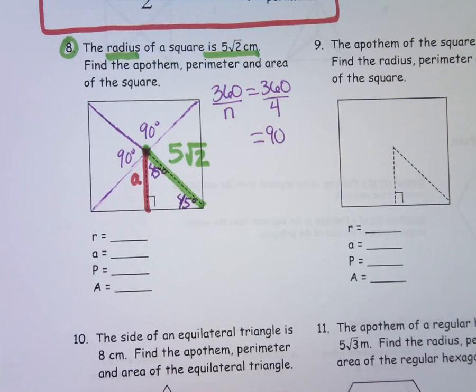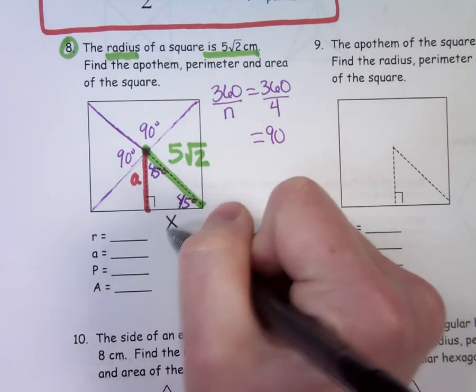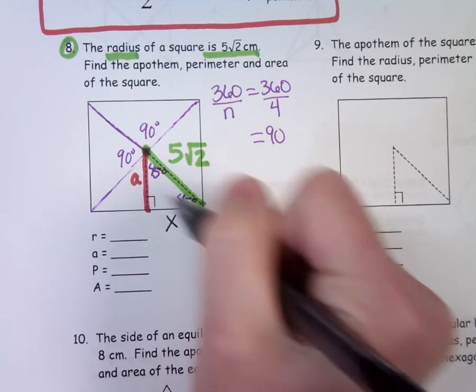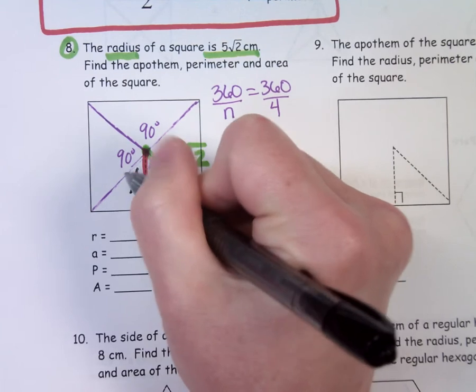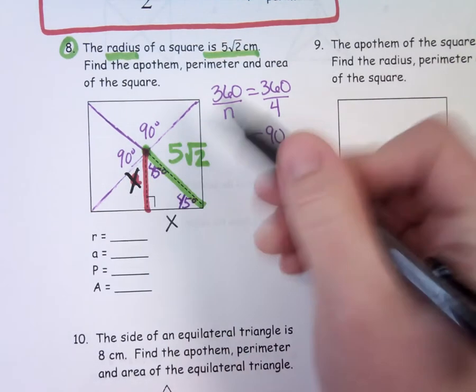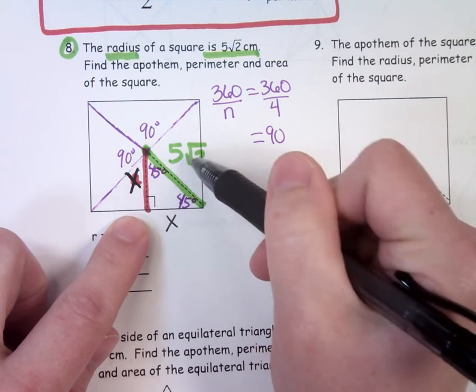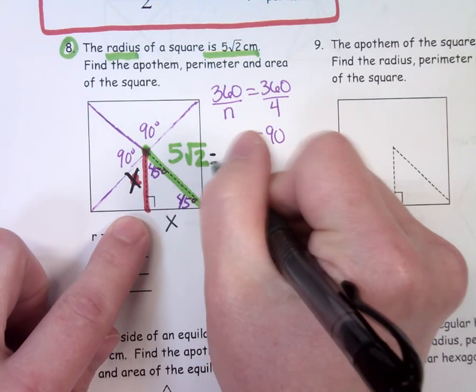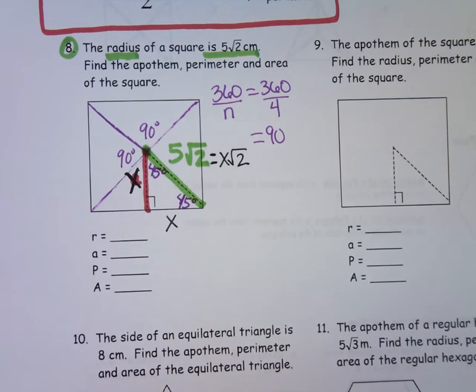Okay, here I go with my labels. Across from the 45 is x. Across from the other 45 is x. Across from the 90 is x square root of 2. Now if we already have a number there, remember to put an equals between it and your x square root of 2. Do you know what x is without me actually solving this?